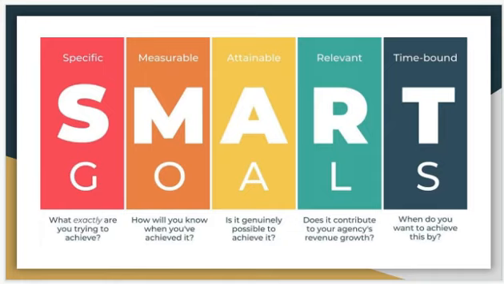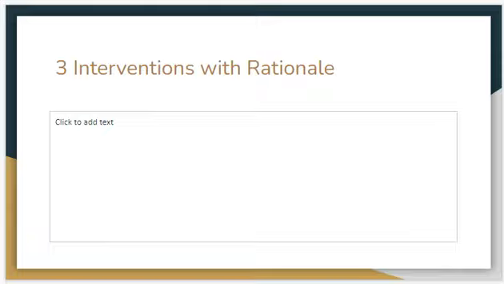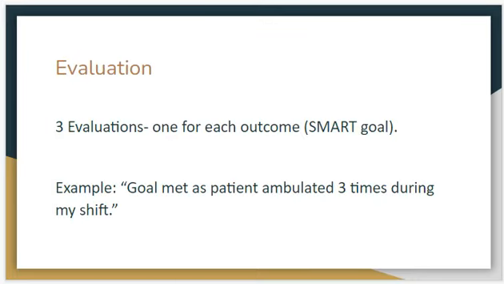I do want to remind you that outcomes or goals should be SMART, and that means specific, measurable, attainable, relevant, and time-bound. You'll have to provide 3 interventions with the rationale. Rationale is just why did you do this, okay? And then you'll have to provide 3 evaluations, so 1 for each of the goals or the outcomes. So an example would be goal met as patient ambulated 3 times during my shift. If your goal or your outcome was that the patient would ambulate 3 or less times.